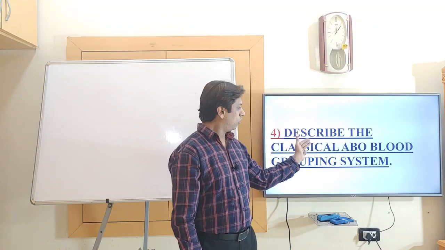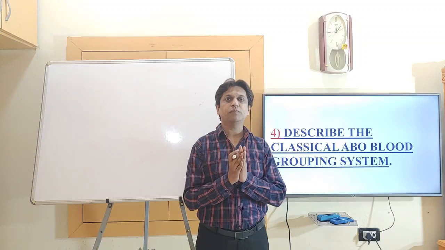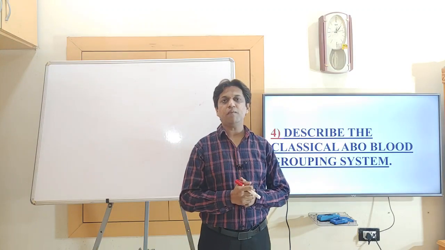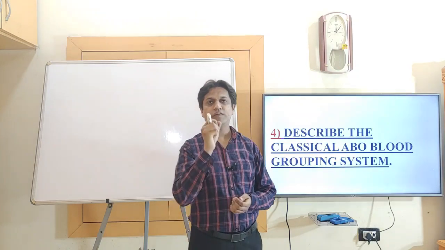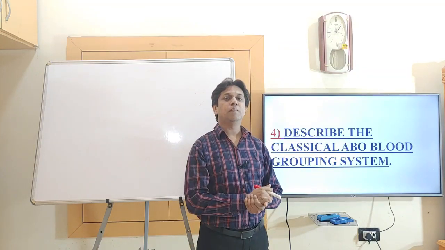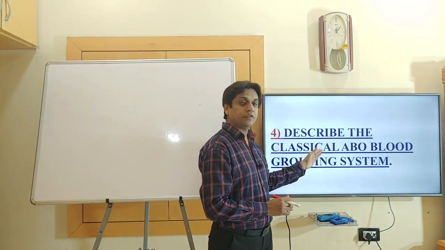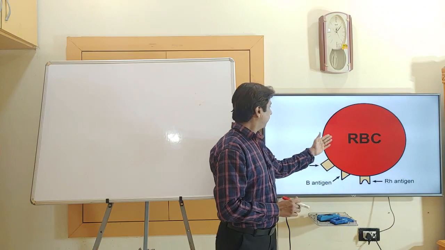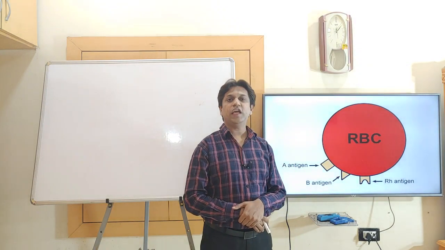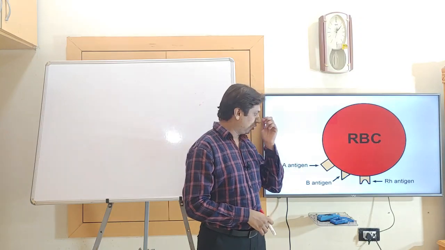Now coming to the fourth important objective in the blood grouping system, and it is the most important objective from the theory exam point of view, also for the practical aspect of understanding the concept of the blood grouping system. One of the major blood grouping systems is the ABO blood grouping system. So under this objective, we will describe the classical ABO blood grouping system.